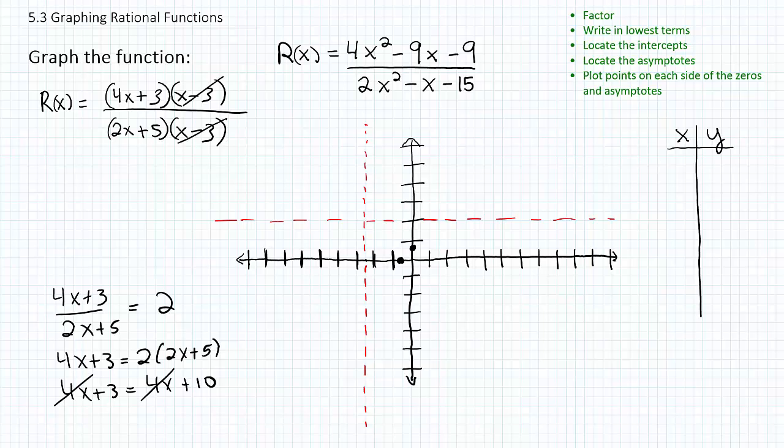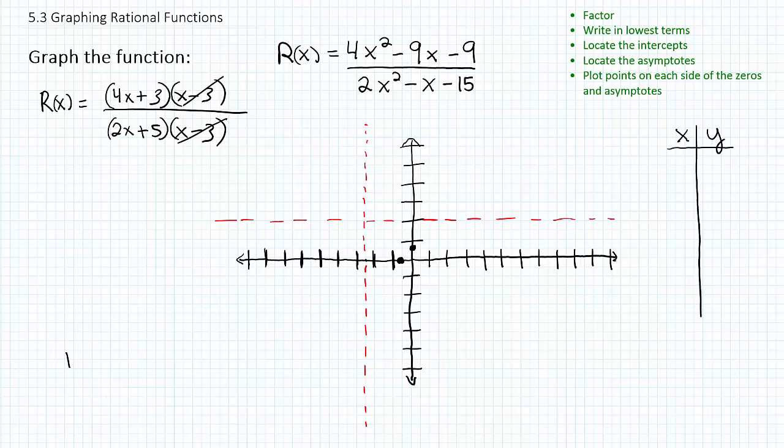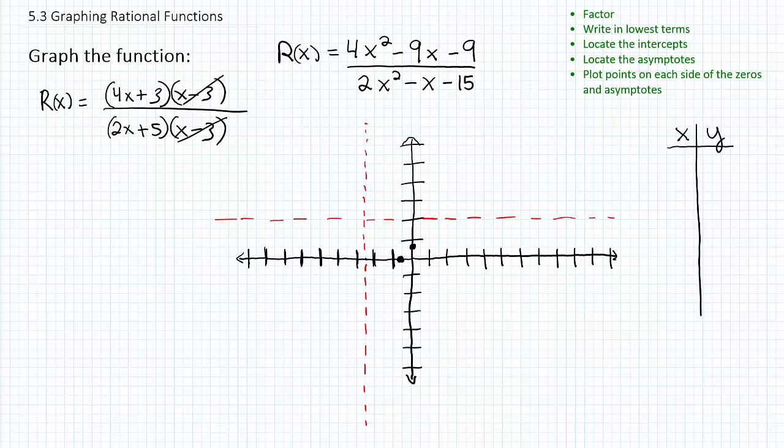What this tells us is that the function will not cross or touch the horizontal asymptote, right? The line is not going to go through that horizontal asymptote. So if we know that's the case, then our next step is to plot points on either side of the zeros and the asymptotes. What we mean by this is we look at the graph we have laid out so far and think about what's going on between these intercepts, and what's going on near the asymptotes.